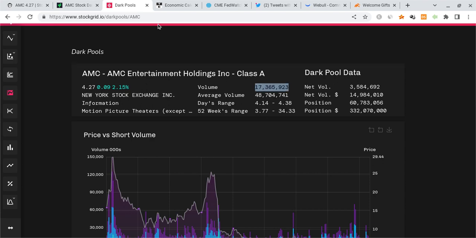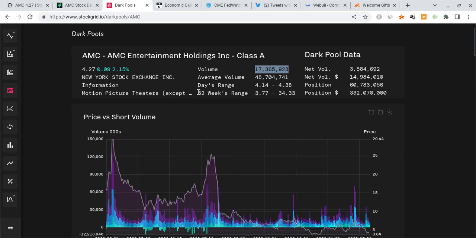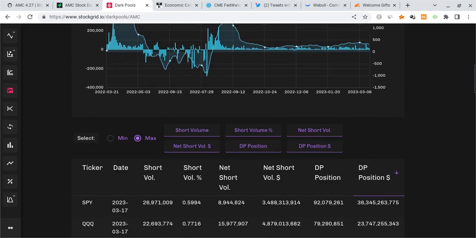Only 17 million in volume is nothing, and that's not a good sign, because when AMC gets this little volume, what this tells us is AMC is chopping back and forth and getting tighter and tighter. When AMC gets tighter, this tells us a big move is coming. I don't know if it's going to be to the upside or the downside. I believe it's just getting ready for FOMC.